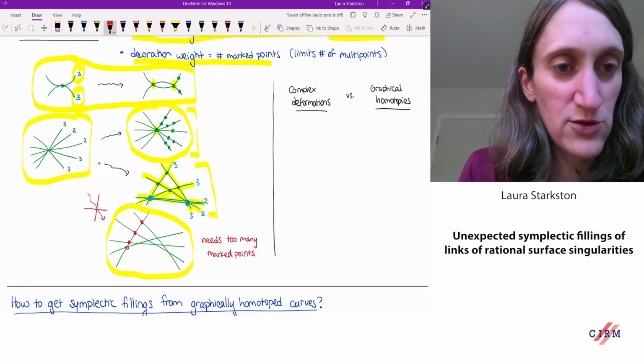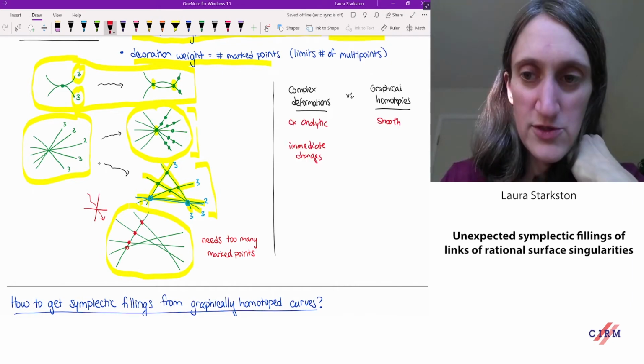Maybe I'll just quickly say some differences between complex deformations and graphical homotopies. The complex deformations obviously have to be complex analytic, whereas graphical homotopies just have to be smooth. But what seems to actually be more important is that the complex deformations are sort of immediate changes. You go from the original curve singularity immediately to the new configuration, whereas with graphical homotopies, we can have different intermediate stages before we reach the final configuration.